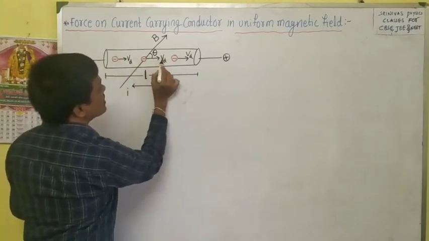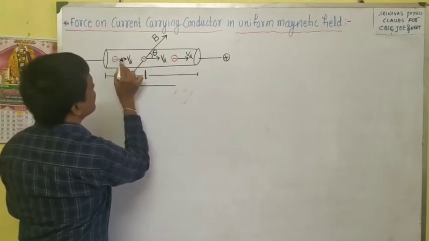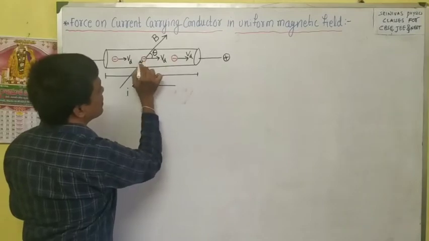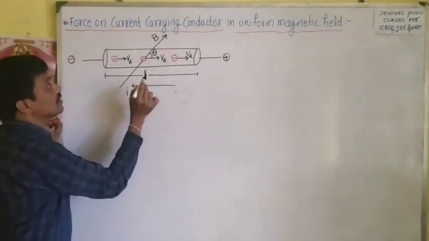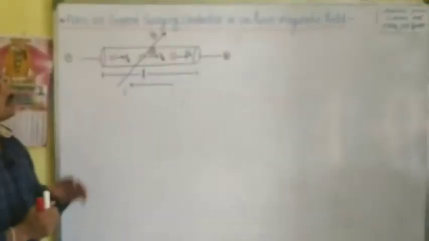The electron's average velocity is called Vd. This minus indicates the electron goes to the right side. Vd means drift velocity. The average velocity acquired by the electrons in an electric field is called drift velocity. Drift velocity is Vd. Here I am going to derive the formula for the force on the charge.